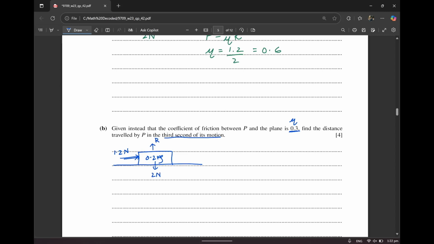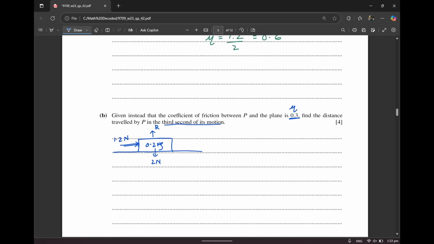Okay, now it says that the coefficient of friction is changed. So you need to understand that R is still going to be 2 newtons and mu is 0.3. So I can figure out F. F is equal to mu R. So F is going to be 0.3 into R, that is 0.6. So the value of F is now 0.6. F is always going to be acting in the direction opposite to the direction of motion. So it's going to act in this direction. That's going to be 0.6.